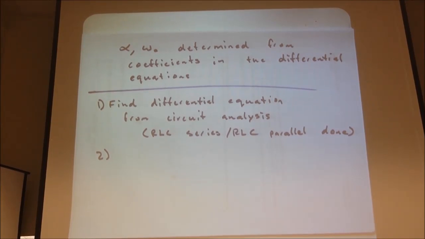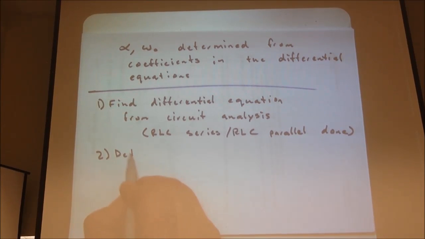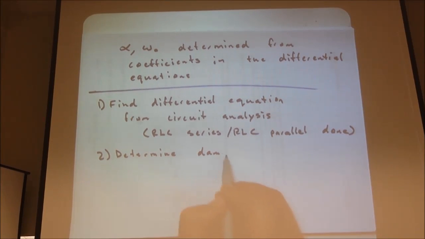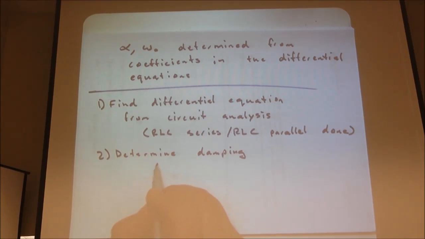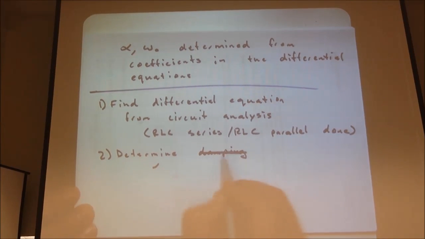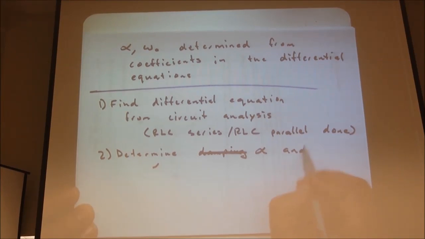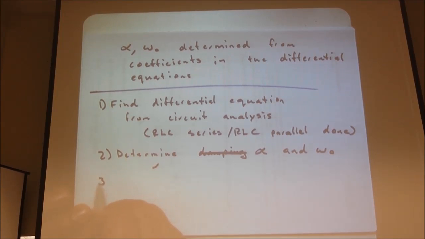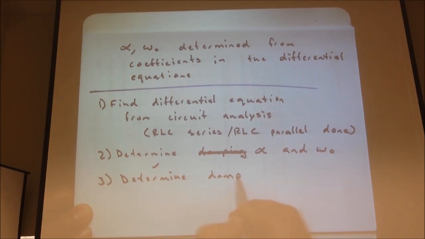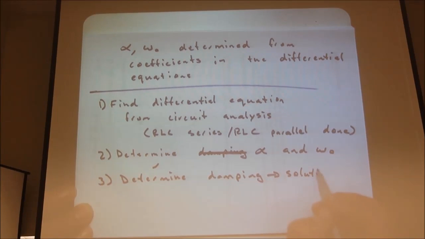Once you have the differential equation, determine the damping. And those are the three cases we just looked at. Determine alpha and omega naught. So we'll just write that as a separate step. Once you know alpha and omega naught, determine damping. And that gives us our solution form.